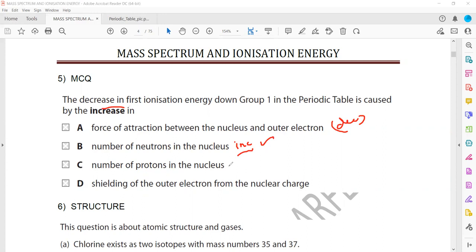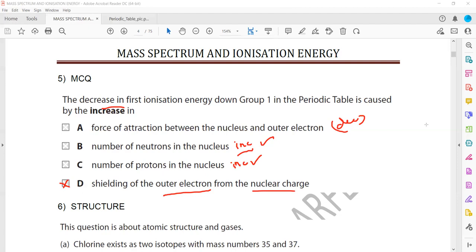The number of protons in the nucleus, that increases, but if the number of protons increases, the ionization energy should increase. But this is decreasing, so that is not the reason. This statement is true that the number of protons and neutrons are increasing as we go down the group, but that is not responsible for decreasing the ionization energy. So why did the ionization energy decrease? Because of the shielding of the outer electron from the nuclear charge. So D is the right answer.